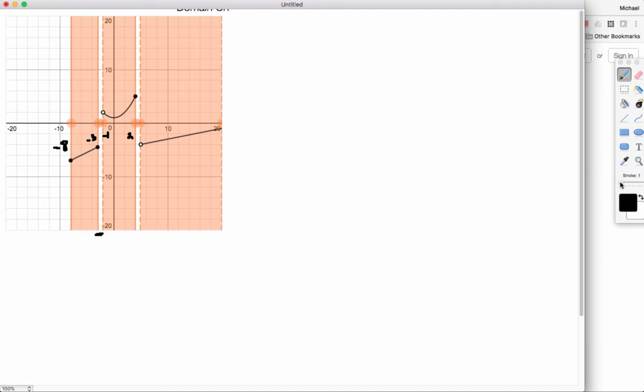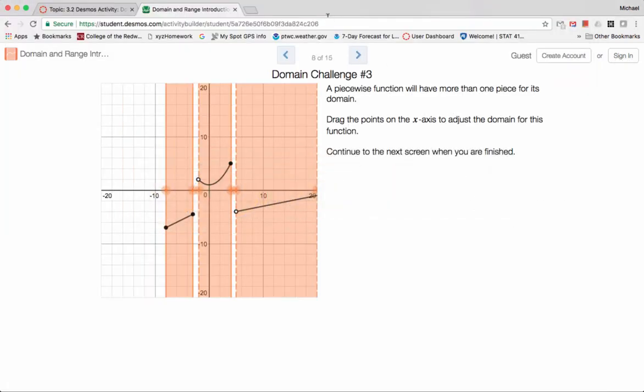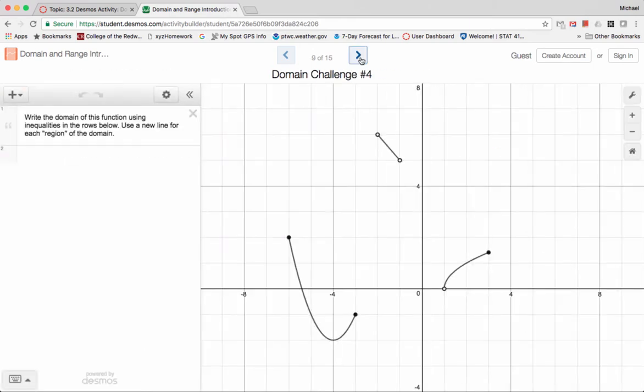Okay, so let's go back over to the Desmos activity for a moment. Back in the right spot here, here we go. And let's take a look at the next screen. In here they say, write the domain as a function using inequality in the rows below. Use a new line for each region of the domain.